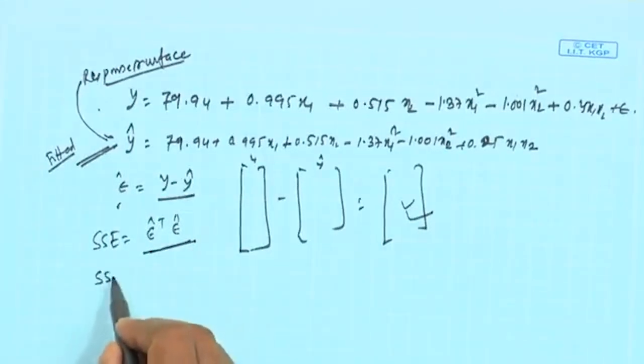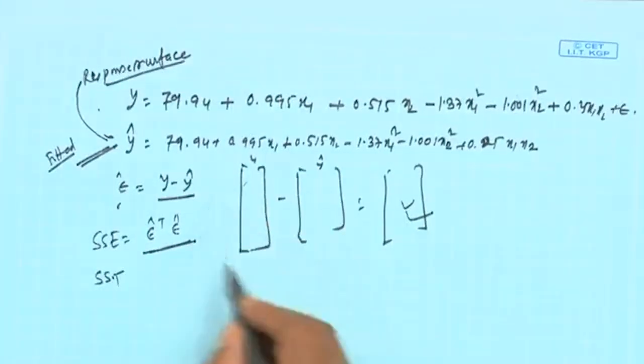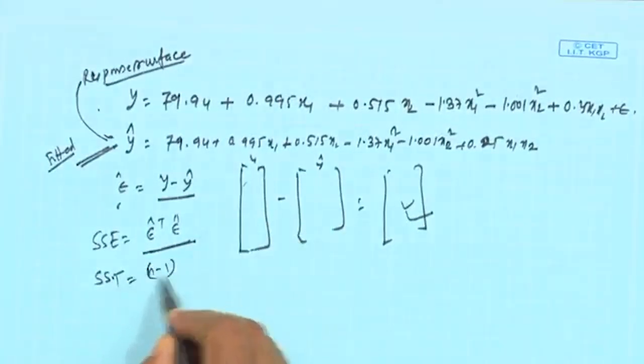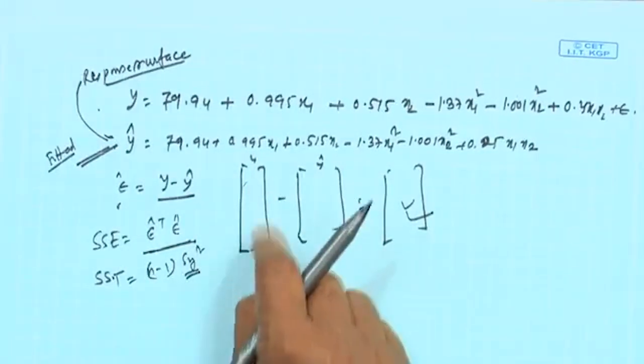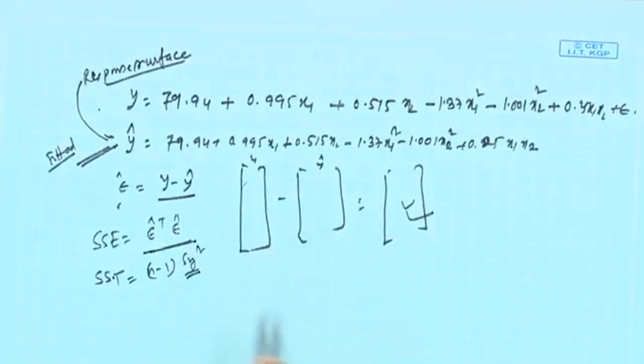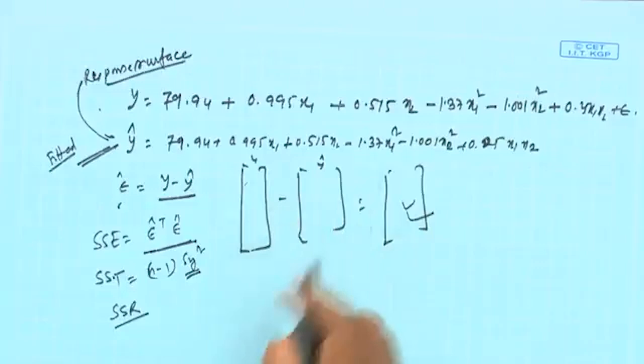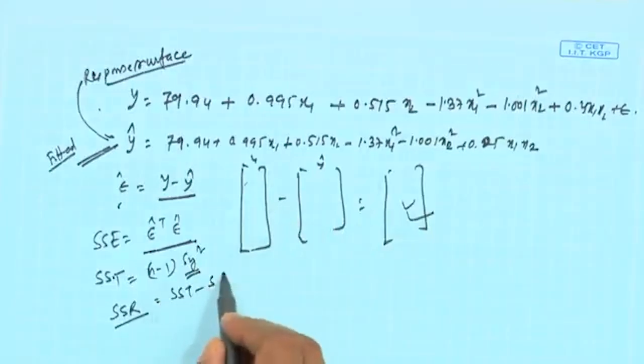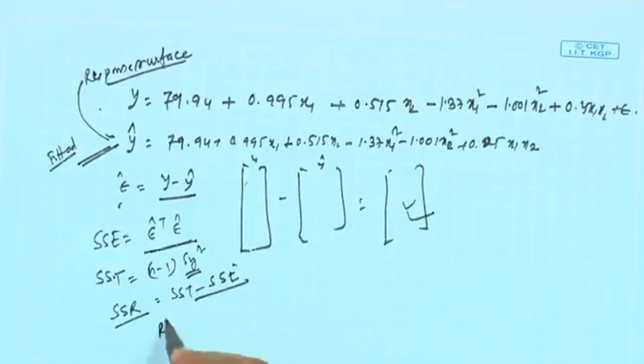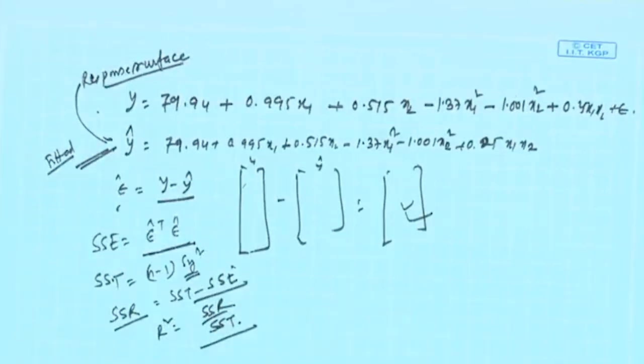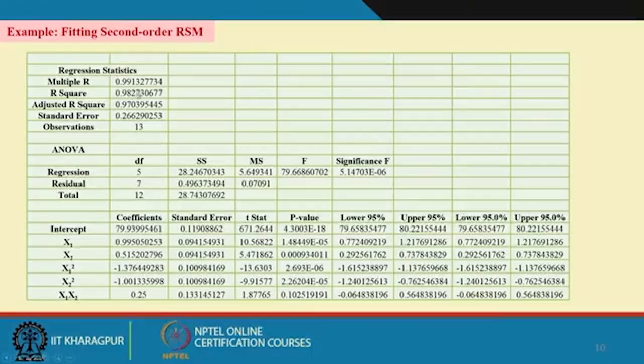Then you will get SST from y only. This is nothing but n minus 1 times s y square, where s y square is the variance of y that you know how to compute. Then SSR, that is basically the regression or model part, you will get as SST minus SSE. Then R square is basically SSR by SST. When you compute, you will get this. You see that R square value is 0.98 and adjusted R square is 0.97. And it is quite significantly high. So, that means the model is fit.